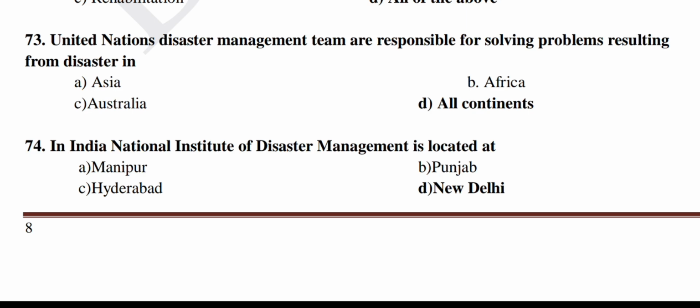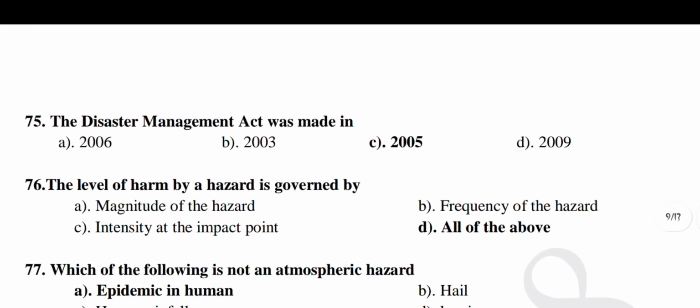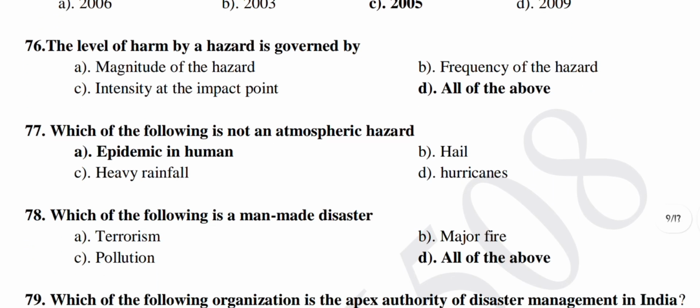74. In India, the National Institute of Disaster Management is located in New Delhi. 75. The Disaster Management Act was made in 2005. 76. The extent of harm by a hazard is governed by all the above: frequency of the hazard, magnitude of the hazard, and intensity of the impact. So that's why all the above.